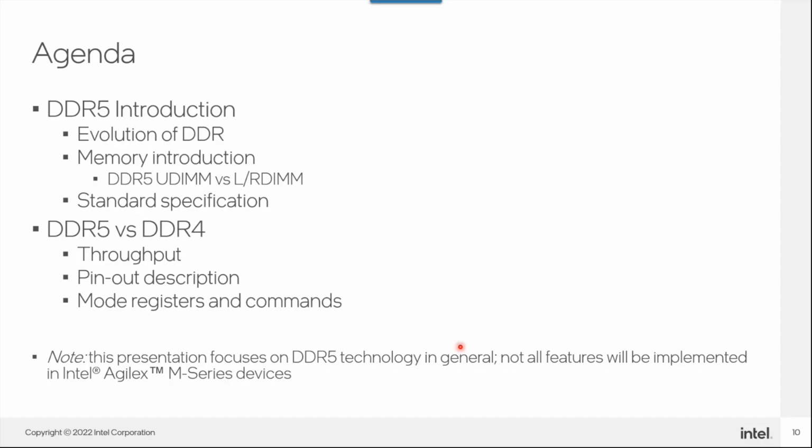I am going to introduce DDR5, which covers the new features and changes from the previous standards. As well as in the second part of this presentation, I'll be comparing DDR5 to its predecessor DDR4. And more specifically, I'll be highlighting some key performances such as throughput, the pinout description, mode registers, and some popular commands. And please note that this presentation focuses on DDR5 technology in general, where most of the content is based on the DDR5 JEDEC spec. So not all of these features mentioned will be implemented in our Intel Agilex N-series devices.